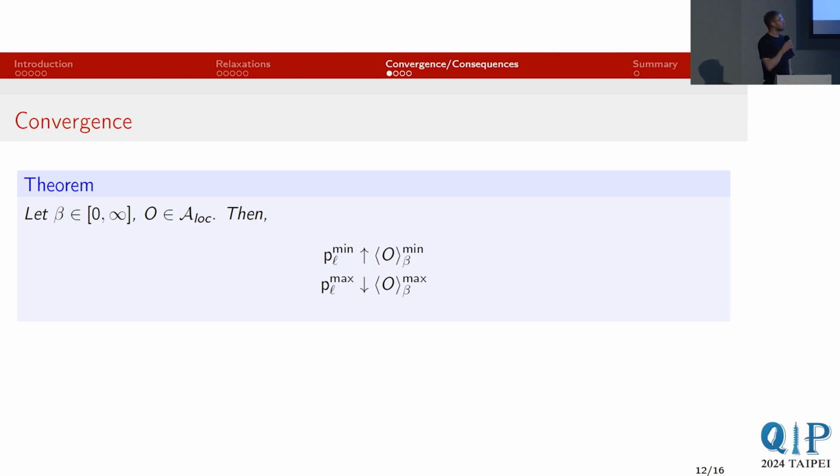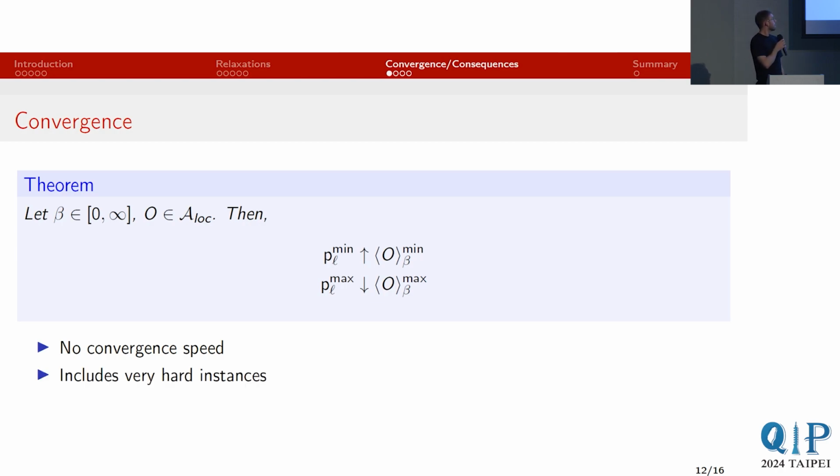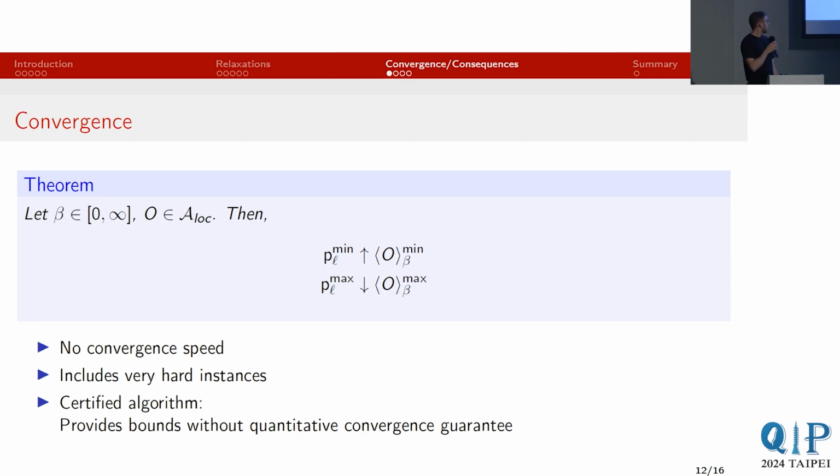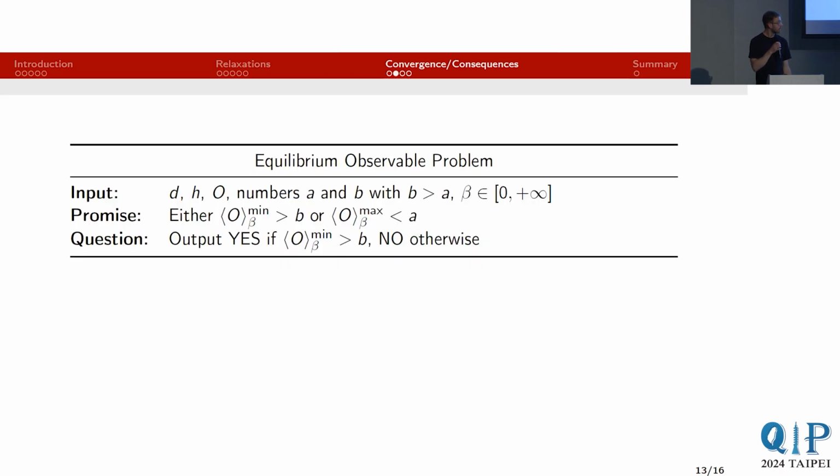First thing, I don't go into much detail, but I mentioned it before already. It converges. So you have this interval of values you want to approximate. The lower bounds converge from below to the lower bound of the interval, and the upper bounds converge from above. Even if you don't know how fast, again. But as I said, this is okay. We have very hard instances in this problem. We don't expect there to be a convergence speed in such generality. And as I said again, even though you don't know how fast, it's certified. So afterwards, you know how well you did when you see the result.